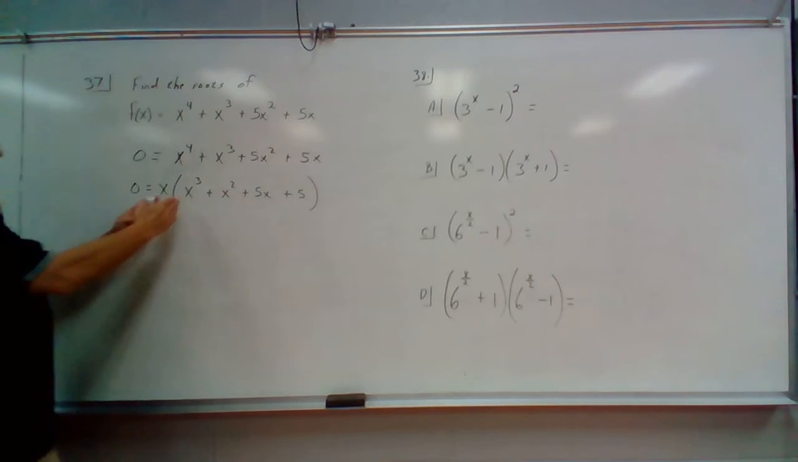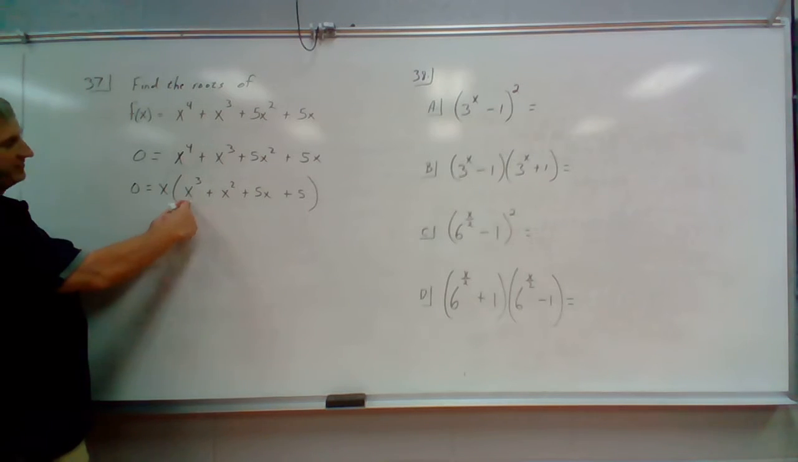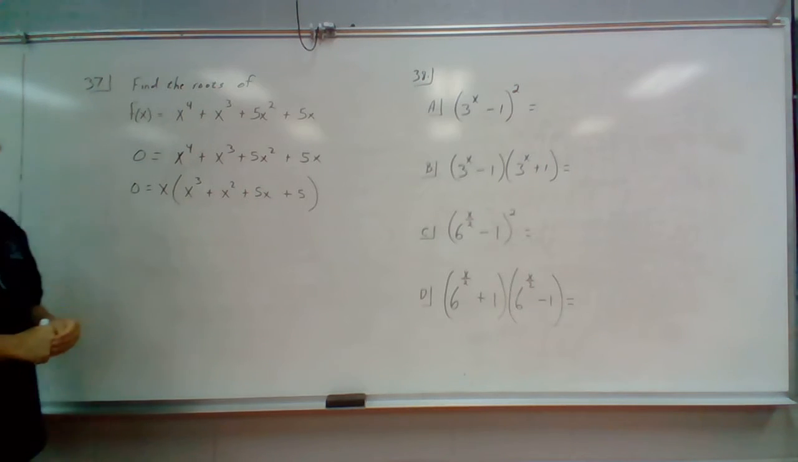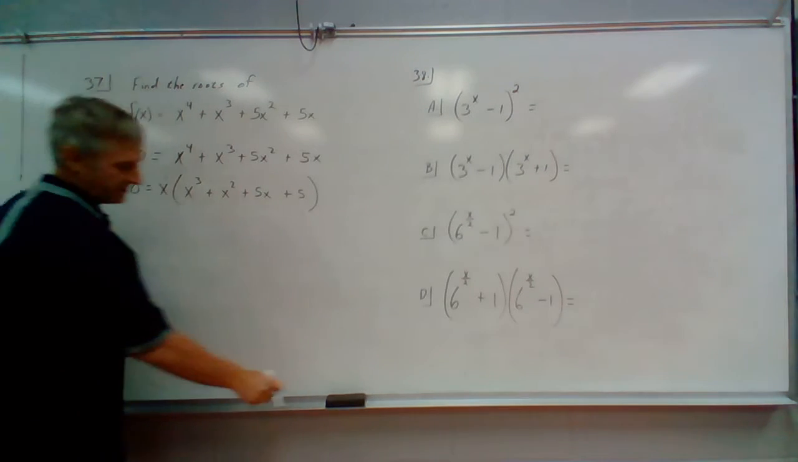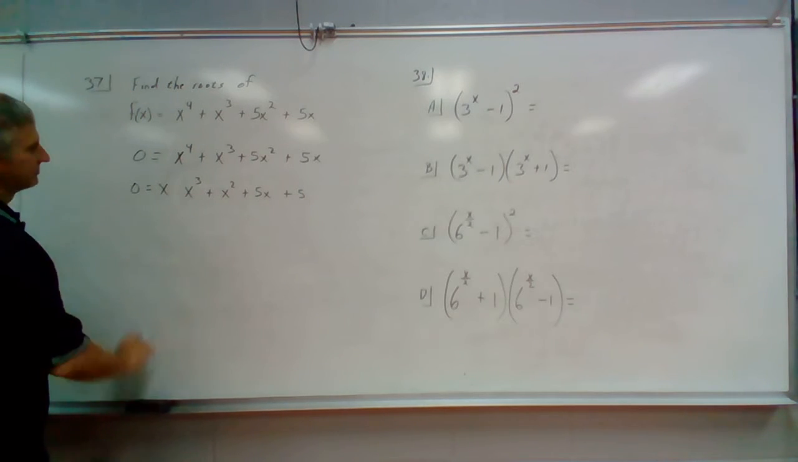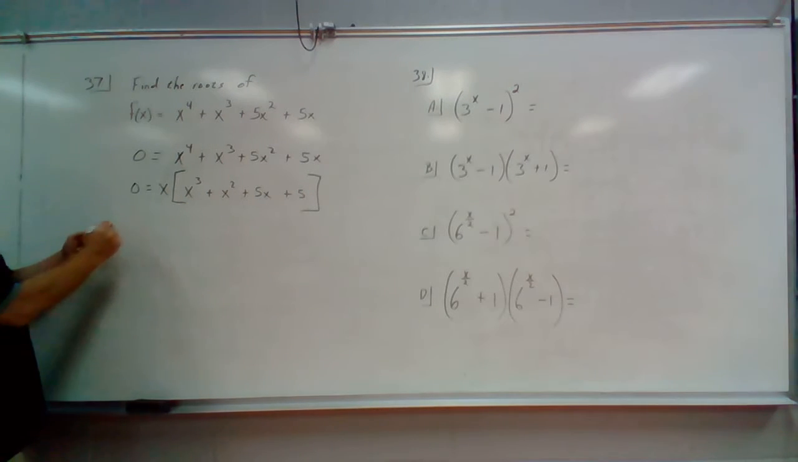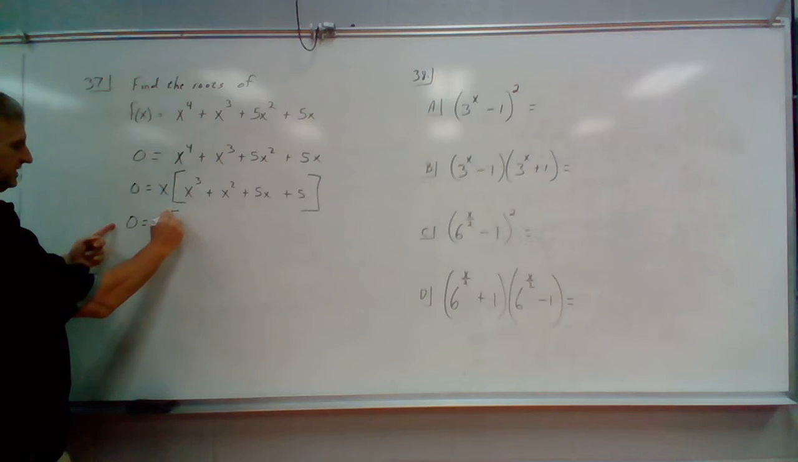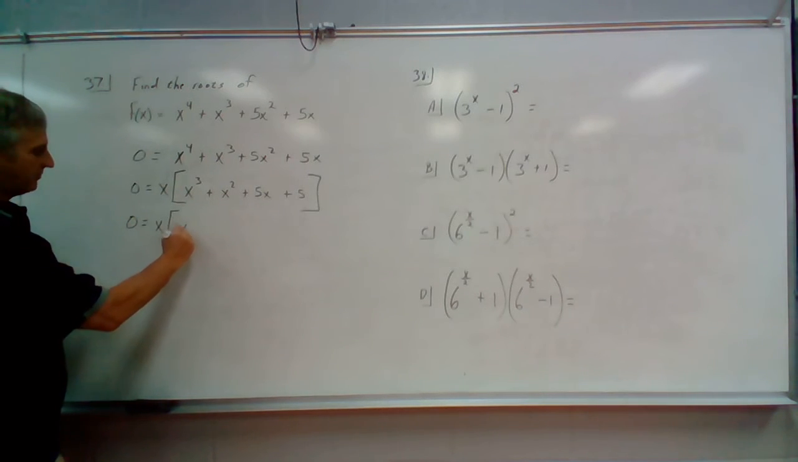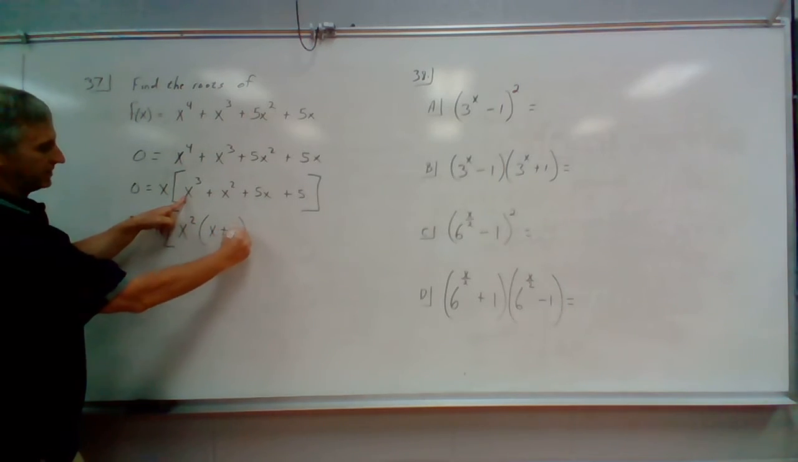I have 4 different terms. Usually if you've got 4 terms, the trick that you're going to try to pull is to factor by grouping. Factor the first 2 and then factor something out of the second 2 terms. So let's try that. And instead of those parentheses, I'm going to use brackets here so that we can use some more parentheses. So I have 0 equals x times. Out of the first 2, I can factor an x squared, and that will leave me with x plus 1.